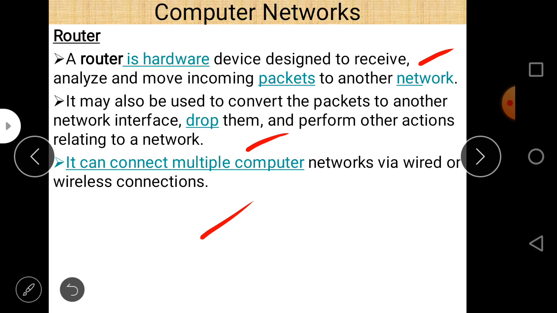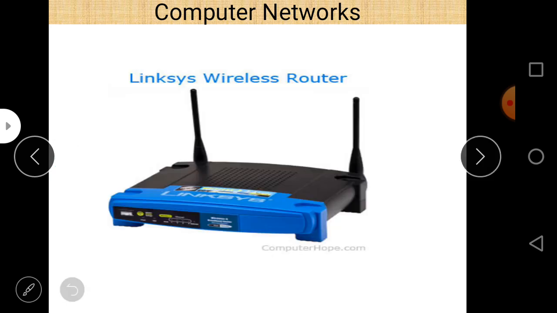So basically, a router's work is to receive, analyze, and work as a network interface. And it can connect multiple computers. So multiple computers can be connected via routers, wired or wireless. So both options are available in a router. And this is a router. Basically it is a wireless router.